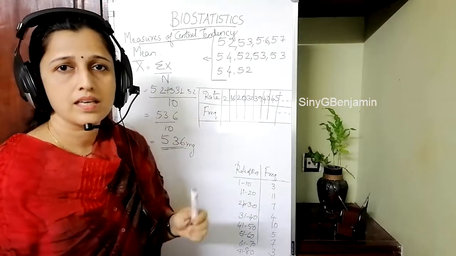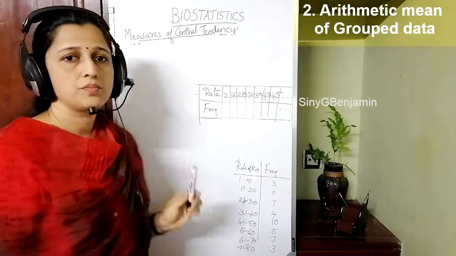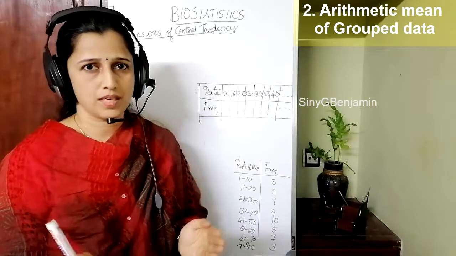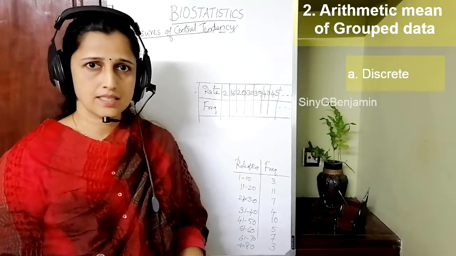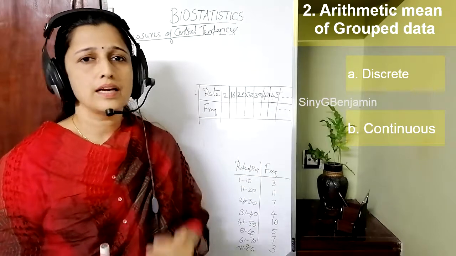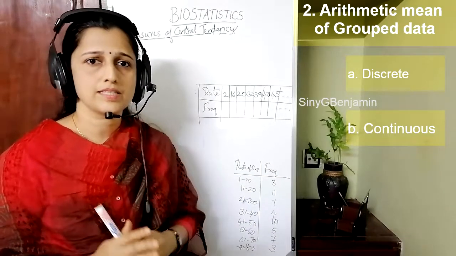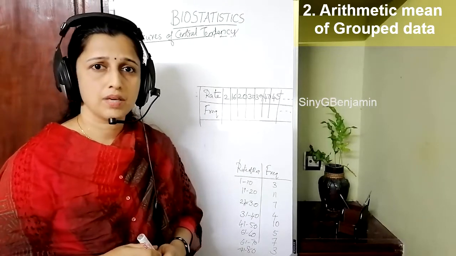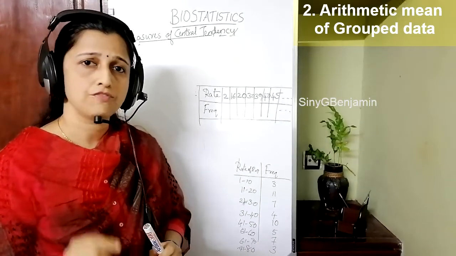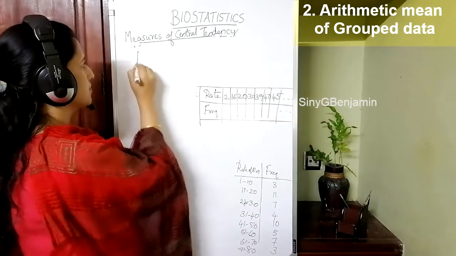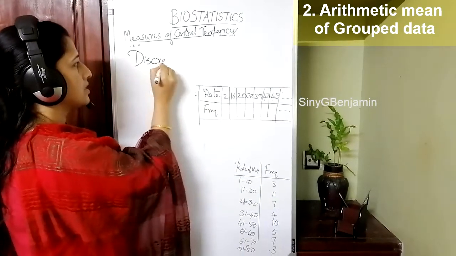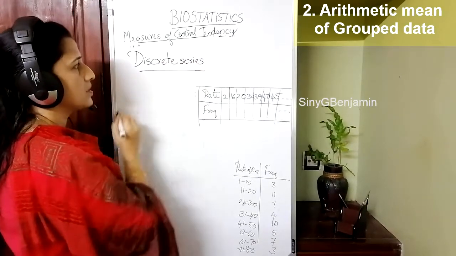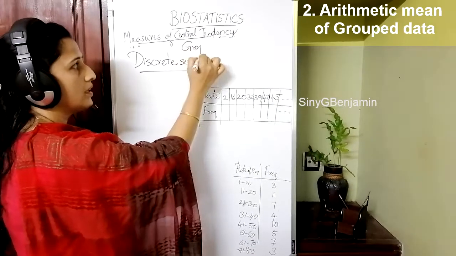Next we will see how to find arithmetic mean for grouped data. Grouped data can be of two types: it can be of discrete series or it can be of continuous series. First we'll see how to find the arithmetic mean of grouped data which are of discrete series.